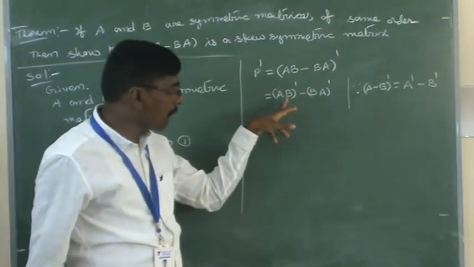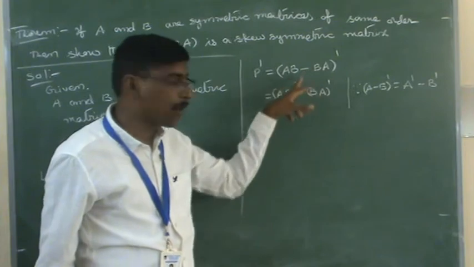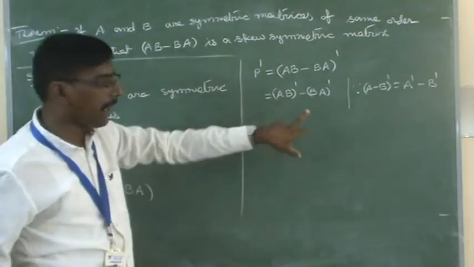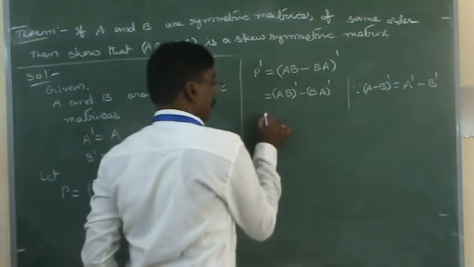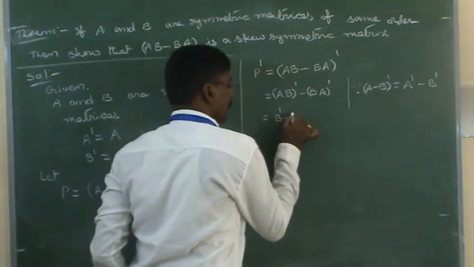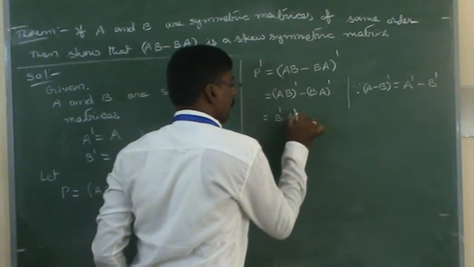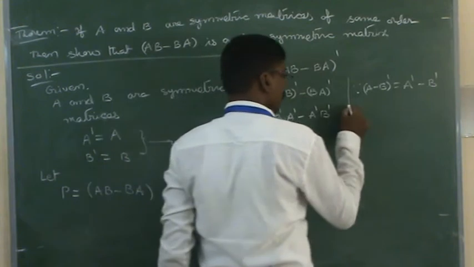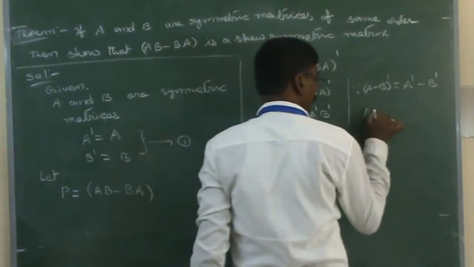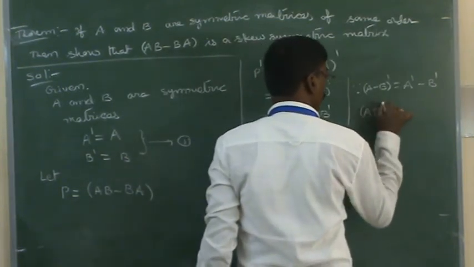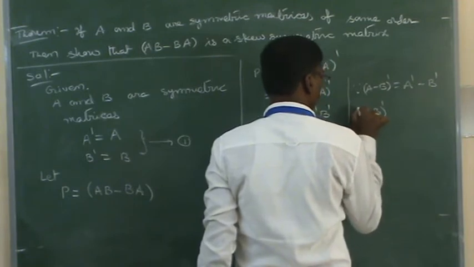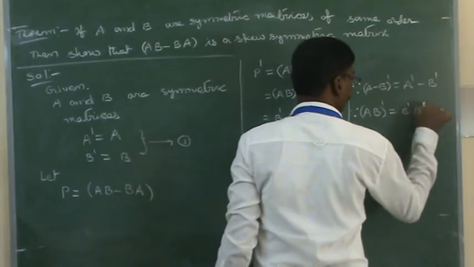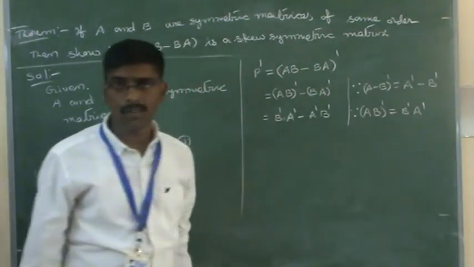This is again in the form of (A into B) whole transpose. The formula for (A into B) whole transpose can be written as B transpose into A transpose. Why? Because already in the properties of the transpose of a matrix, (A into B) whole transpose is equal to B transpose into A transpose.